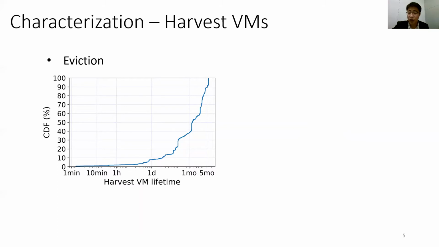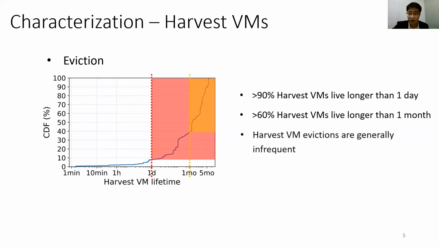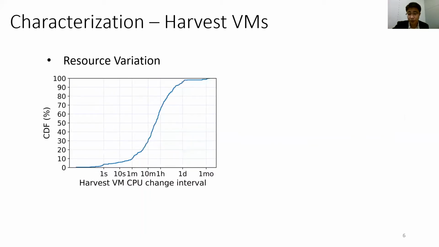We first look at the VM lifetime. The left figure shows the CDF of harvest VM lifetime. We can see that more than 90% of the harvest VMs live longer than 1 day, and more than 60% of harvest VMs live longer than a month. So intuitively, most harvest VMs are not short-living, and evictions are generally infrequent.